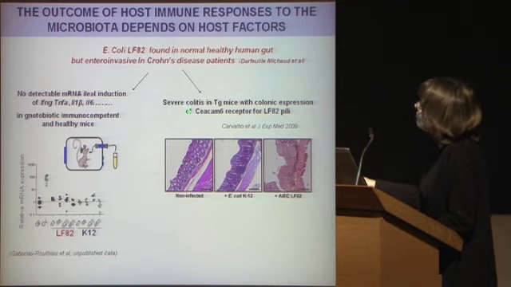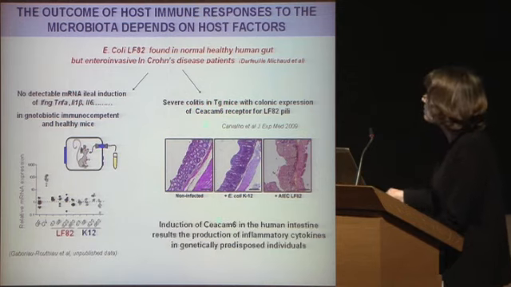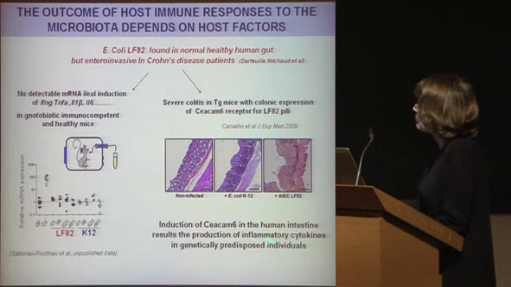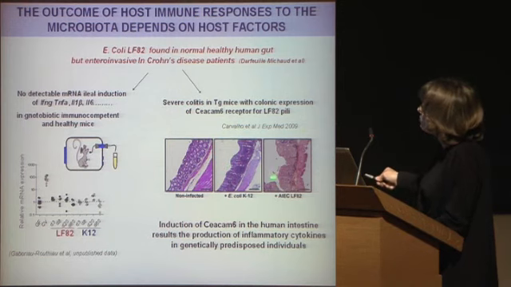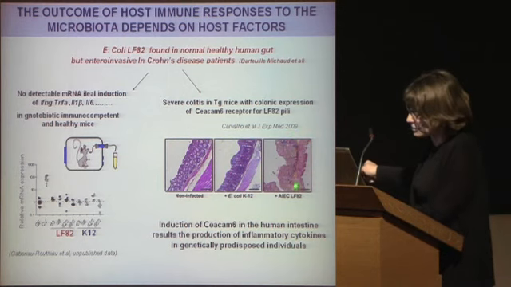And so what happened is that it has been shown that in the ileum of the patients, CEACAM appeared as a consequence, in fact, of the local production of inflammatory cytokines in genetically predisposed individuals. And here what they have done is to use mice which have a transgenic expression of CEACAM in the colon, and in that case, the bugs become extremely pro-inflammatory.